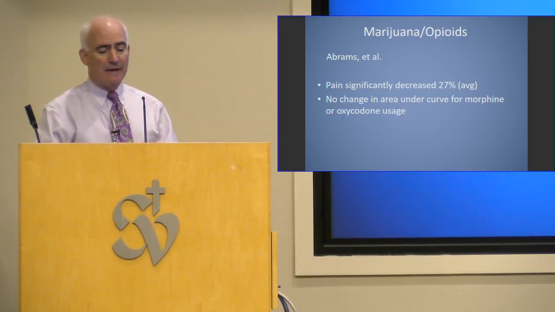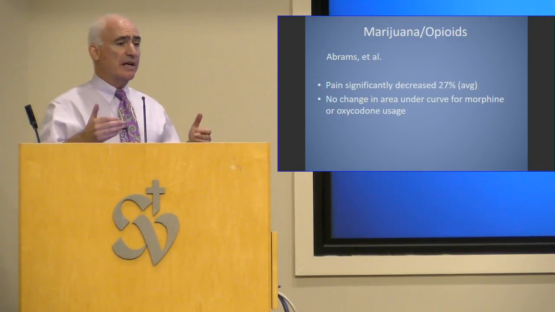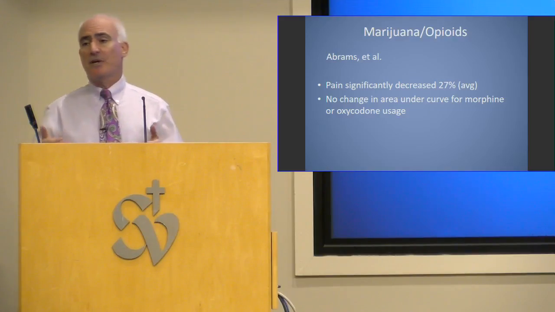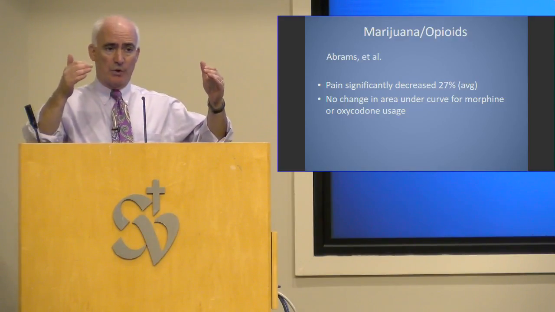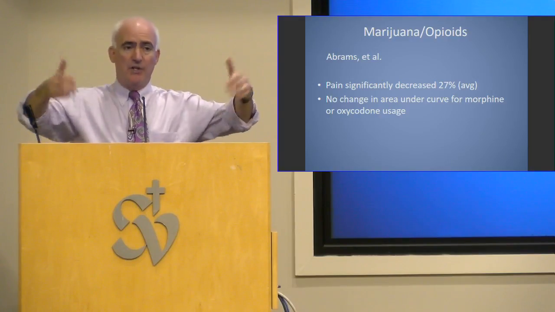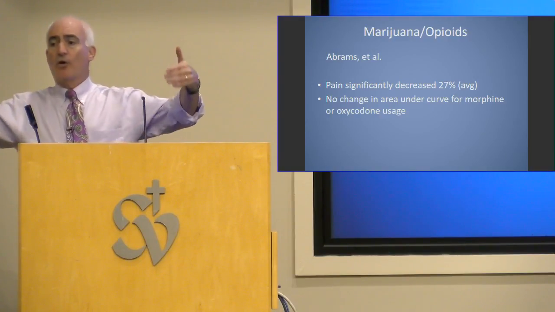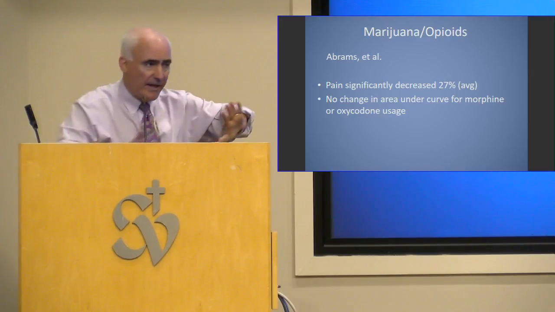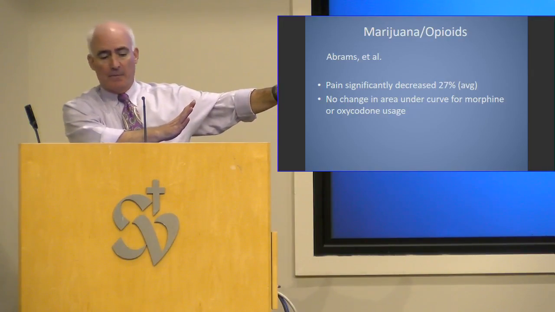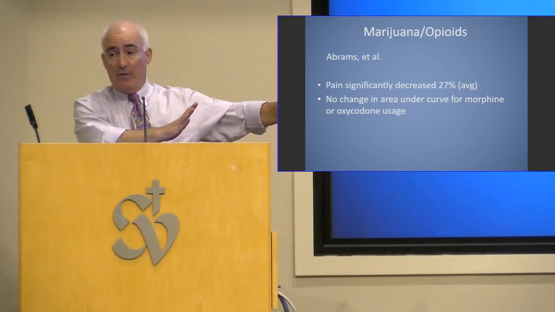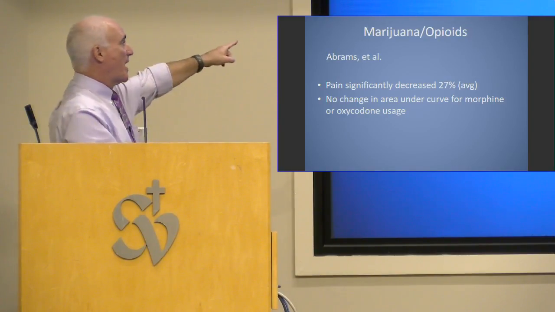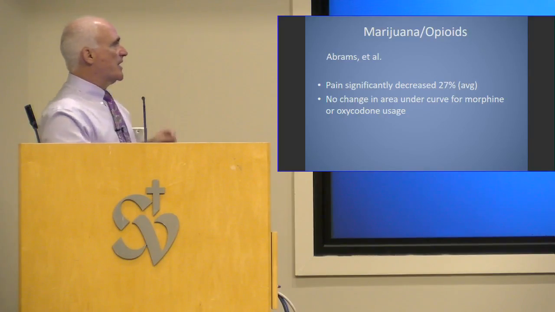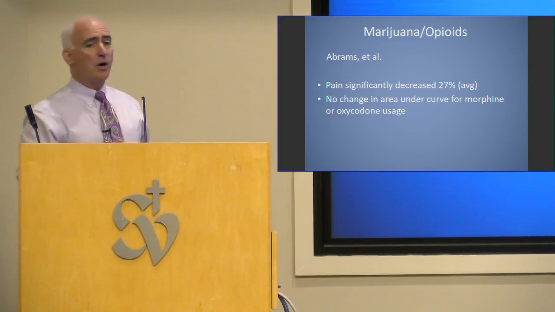What did they find? They found that there was a significant decrease in pain by 27% on average. The patients weren't told to stop using their opioids. They said, okay, these are the opioids you're using, these are your current pain scores, let's layer this in and see what happens. So they said, yeah, we got a little better, but no one took less opioids. So that's the next important comment. There was no change in area under the curve for morphine or oxycodone usage.